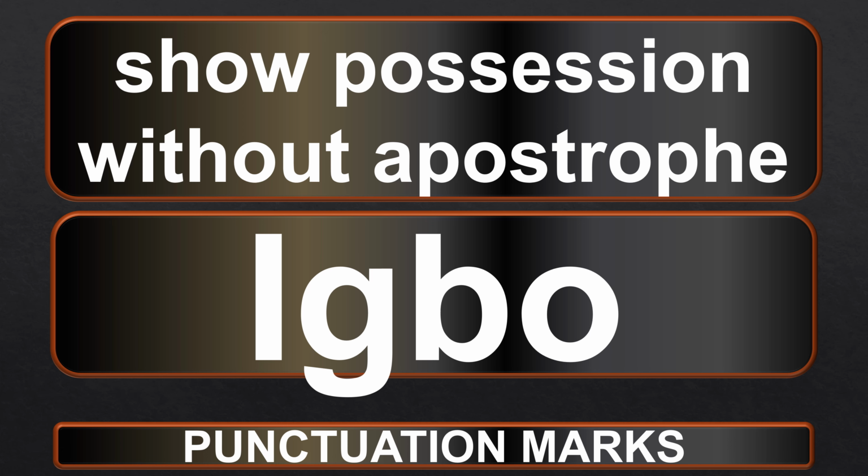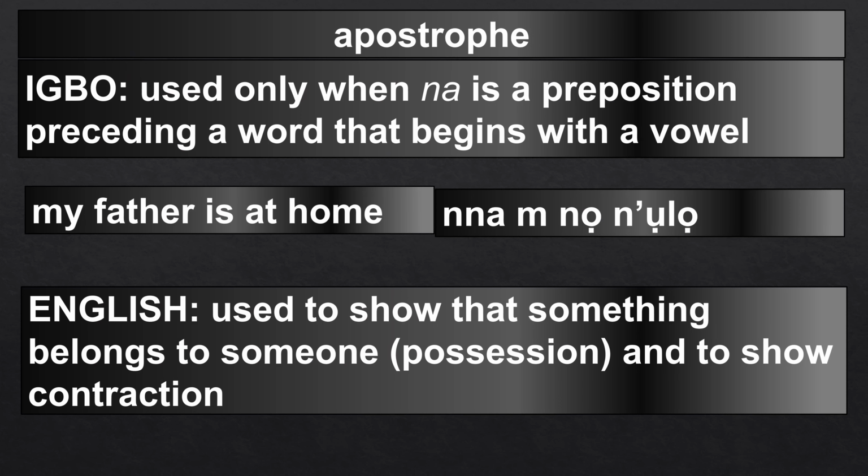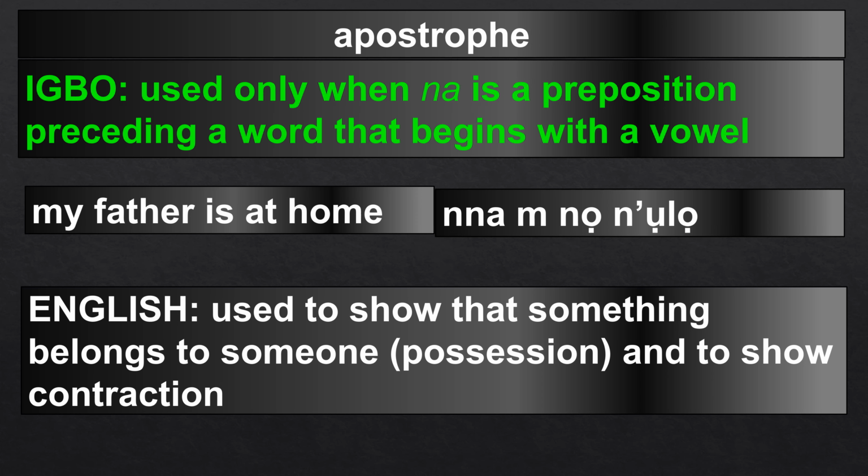In this lesson, you will learn how to show possession in Igbo without the apostrophe as you do in English. In the lesson I posted earlier on punctuation in the Igbo language, I mentioned that the apostrophe in Igbo is not used in the same way that it is used in English. So in written Igbo, we use the apostrophe for na, and only when na is a preposition preceding a word that begins with a vowel.